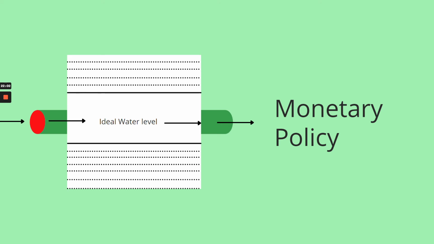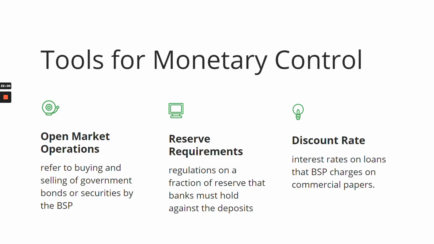The tools for monetary control. And there are three tools that the government is using to control the supply. Number one is the open market operations. In the open market operations, this refer to the buying and selling of government bonds or securities by the Bangko Sentral ng Pilipinas. So pag ibaligya nila ang mga bonds and securities sa public, it is going to reduce the money in circulation.